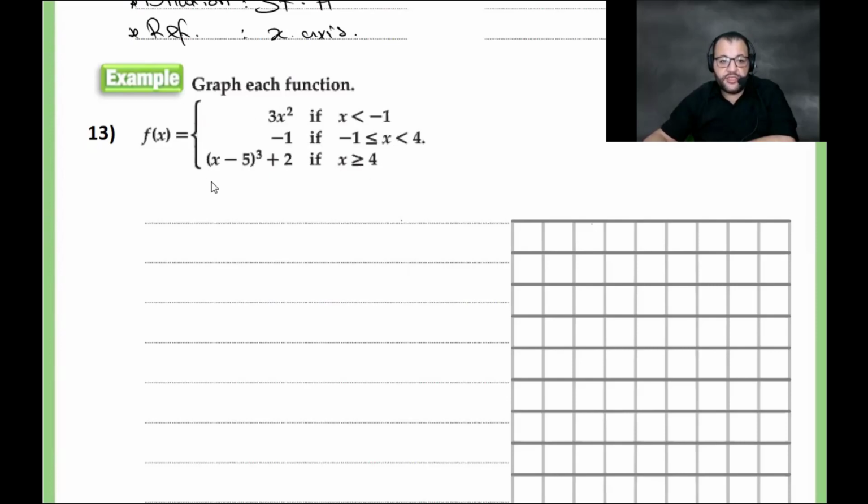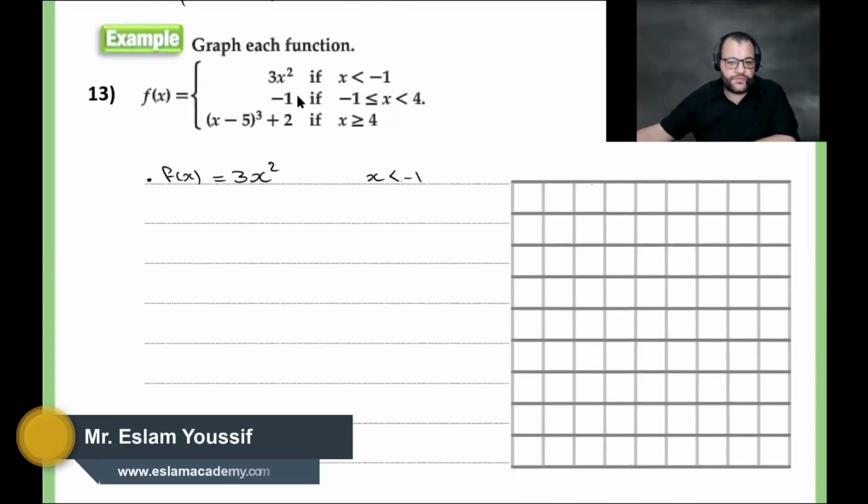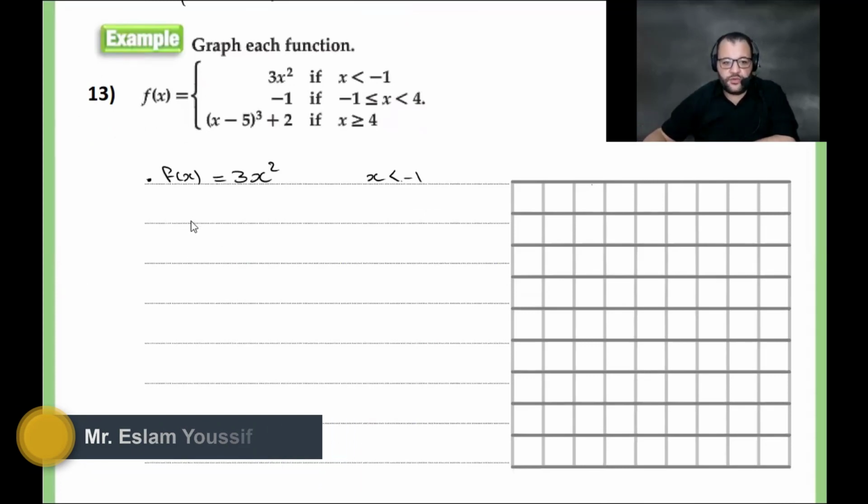So we'll graph each function. We will graph each function, then we collect all of them together in one shape. So the first function that we have is f of x equals 3x to the power 2, where x is smaller than -1. How can we graph this function?